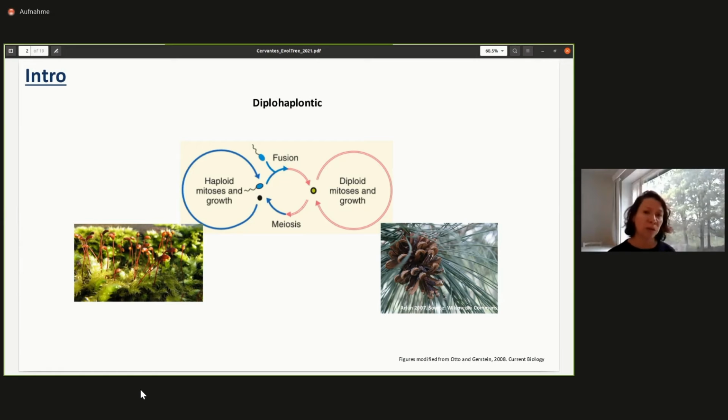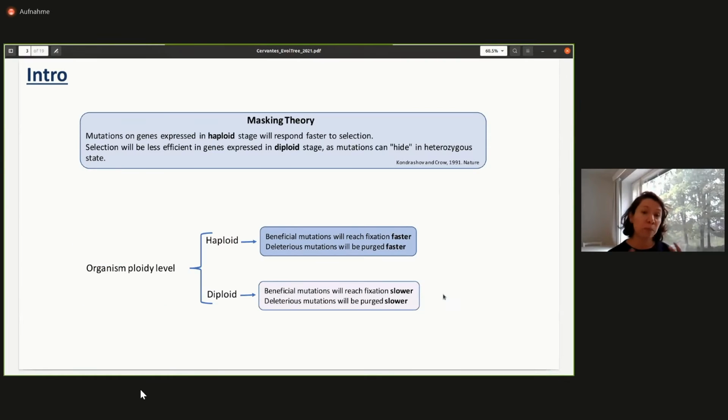And why is it important to study this kind of system? Why is it important to study the haploid-diploid system? Well, because we expect that having two different levels of ploidy within the same organism would pose different evolutionary pressures that could affect how the species evolves. From the evolutionary point of view, we have different expectations of how selection should act in diploid versus haploid individuals. And our expectations are quite simple. We expect selection to be more efficient in haploid individuals than in diploid individuals.